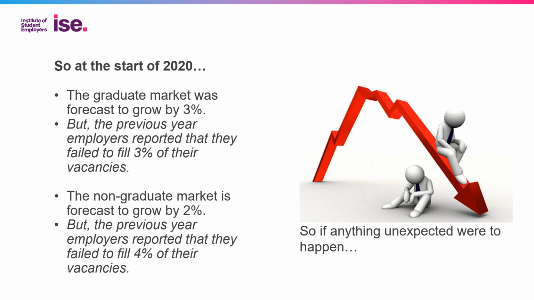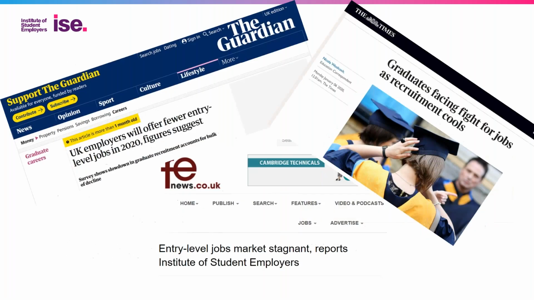And so what that looked like was that in general, firms were anticipating that they would recruit about the same this year as they did last year. And that was our prediction really, that we were looking at a flat market, and that was remarkable because we've had quite a few years when the market's grown. So if anything unexpected was to happen, it's possible that the market might turn down.